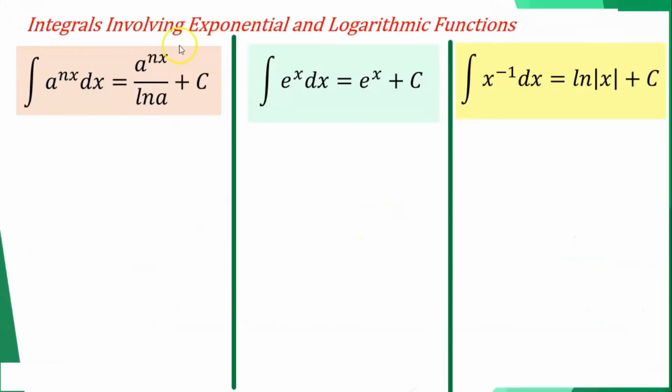Now, let's have this. Integrals are antiderivatives involving exponential and logarithmic functions. So, take note of this. The integral of a to the x dx, so just copy the given, divided by natural log of the base plus c. The integral of e to the power of x dx is basically e to the x, then plus c. Now, another is the integral of x to the negative 1 dx, or basically this is 1 over x. That is the natural log of x plus c.